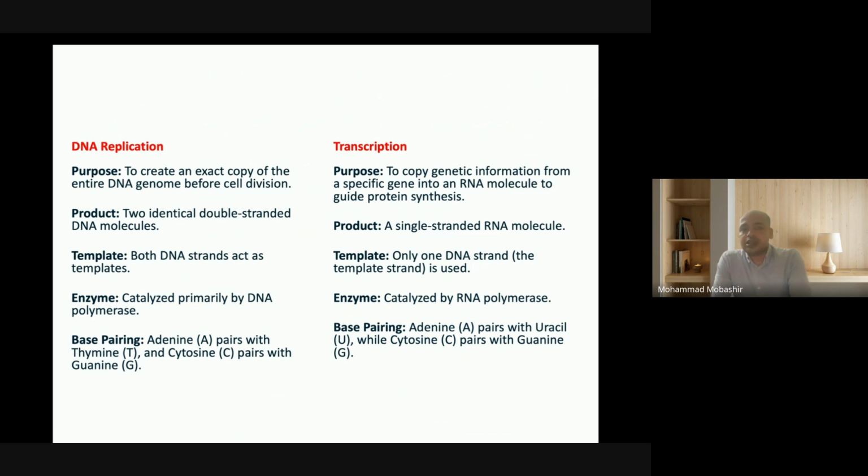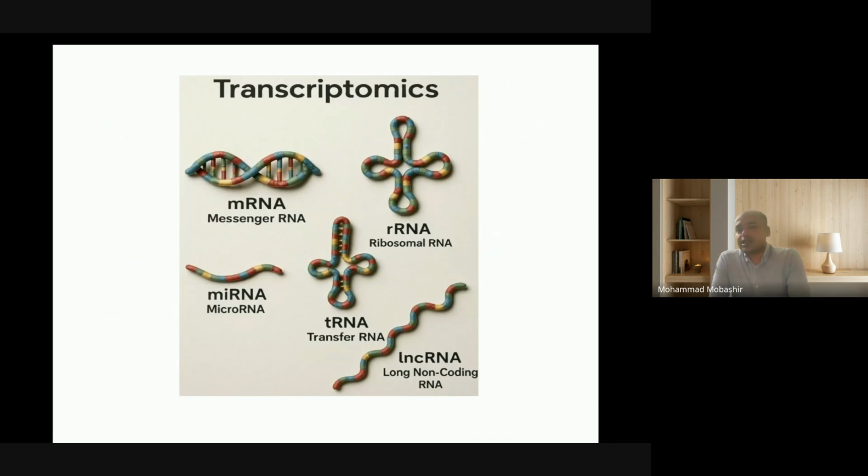Adenine pairs with thymine and cytosine pairs with guanine. While in case of transcription, adenine pairs with uracil, while cytosine pairs with guanine. So the difference is pairing: adenine pairs with uracil. Now, this is basically if somebody is trying to understand what is transcriptomics and what do we study in transcriptomics. In transcriptomics, we mainly study mRNA, rRNA, transfer RNA (tRNA), and long non-coding RNAs.